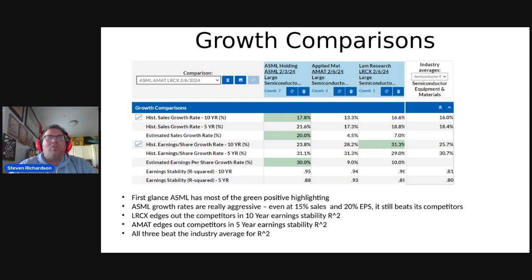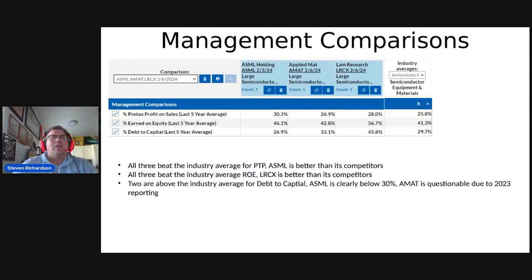Lam Research edges out the competitors in the 10-year earnings stability, R squared. AMAT edges out competitors in the 5-year R squared. All three beat the industry standard for the R squared. So let's take a look at this.